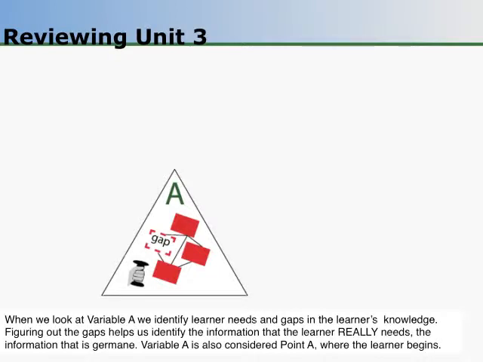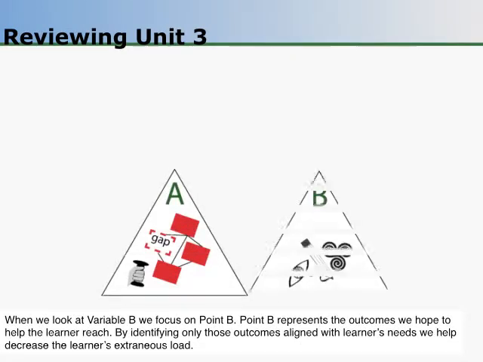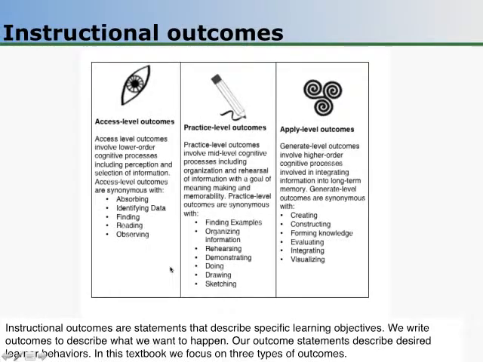The gap that we identify right here is kind of helping us figure out how to reduce extraneous load, because we're figuring out, well, what do they already know? We don't need to talk about these things. We need to really focus on where that gap is. When we look at variable B, we're thinking of the outcomes that we want to help the learner reach. And when we identify those outcomes and they're aligned with this gap here, you are reducing extraneous load and also increasing germane load. Instructional outcomes are statements that describe specific learning goals or objectives.